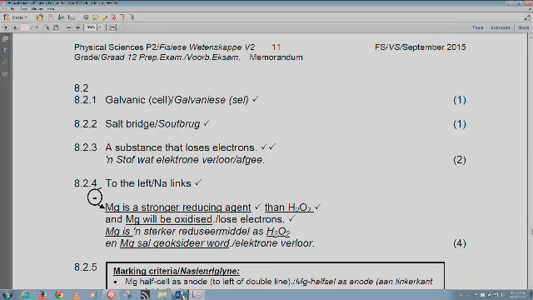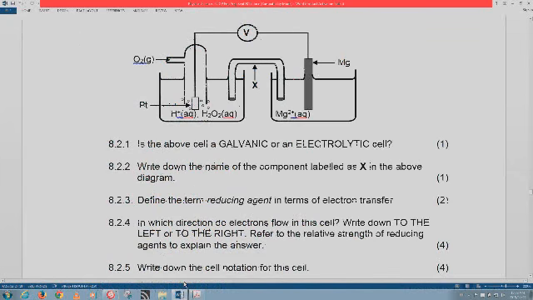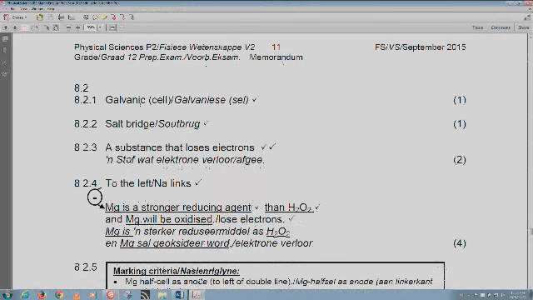And then 8.2.3, define the term reducing agent in terms of electron transfer for 2 marks. So in 8.2.3, the learner can say a reducing agent is a substance that loses electrons. It's 2 or 0.